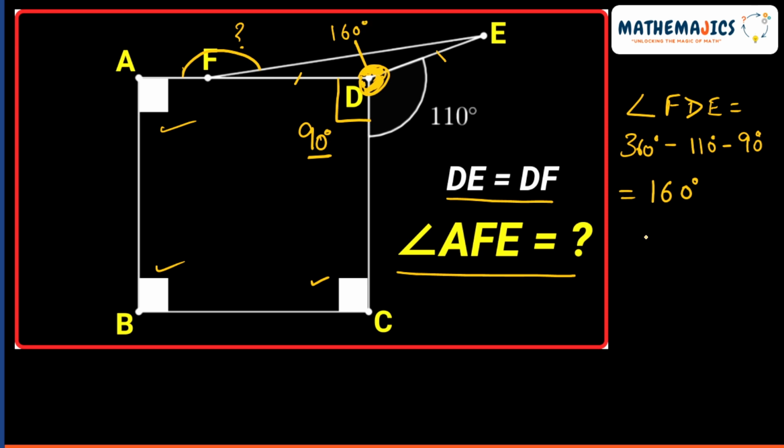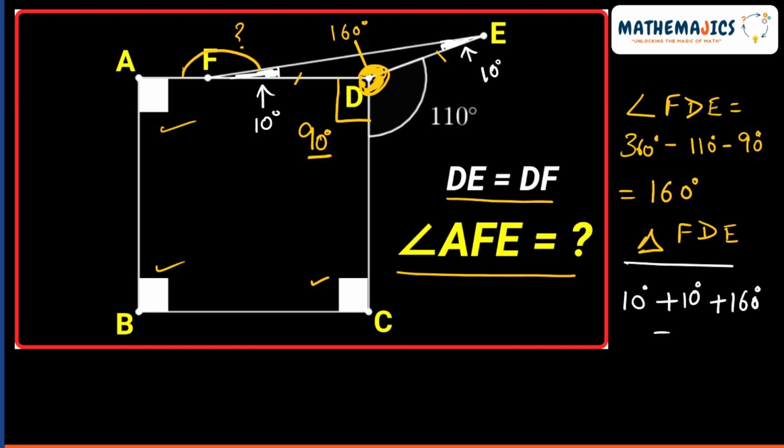Yes. Now look at triangle FDE. As we know that FD is equal to DE, which two angles will be same? These two angles. Angle EFD will be equal to angle FED. Yes, these two angles will be same. So if this is 160, what will be the value of these two angles? These two angles will turn out to be 10 degree each. Yes, because in triangle FDE, sum of three angles is 180. That is why those two angles are 10 degree each. Yes, now we have found this angle.